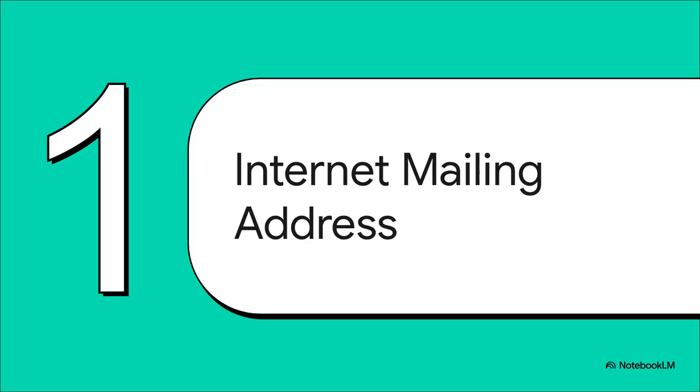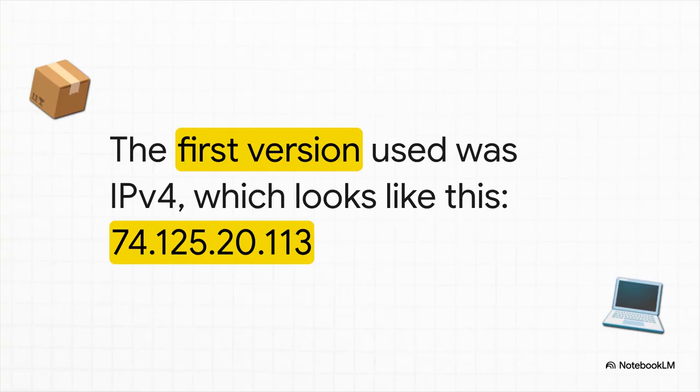Simple as that. All right, so let's start at the very beginning with the original postal service that basically built the internet as we know it. The first system was called IPv4. That's Internet Protocol version 4. And it was, well, foundational. An IPv4 address looks just like this, a string of 4 numbers, each separated by a dot. It's super straightforward, and you know what? For a very long time, it was all we needed.